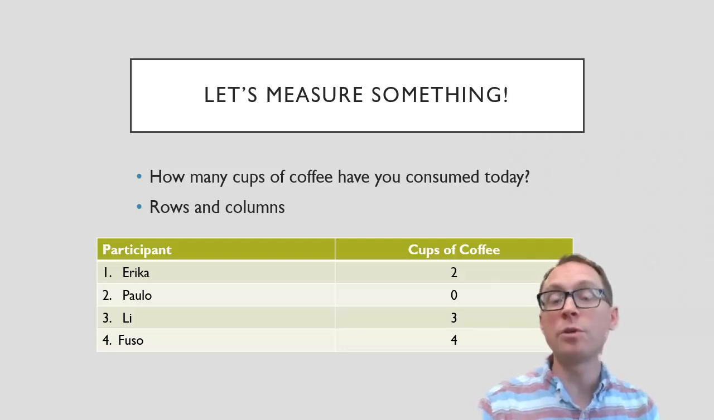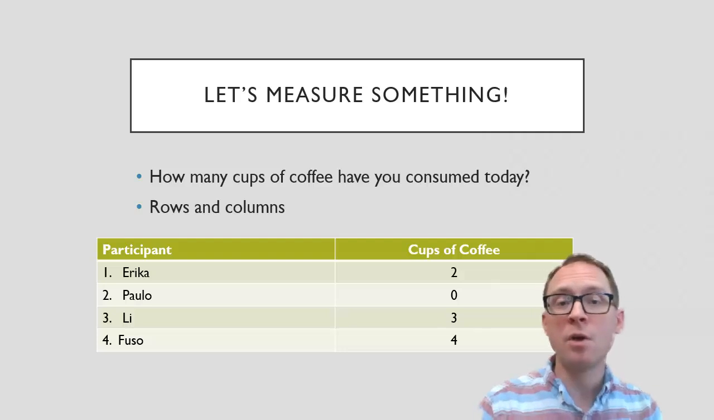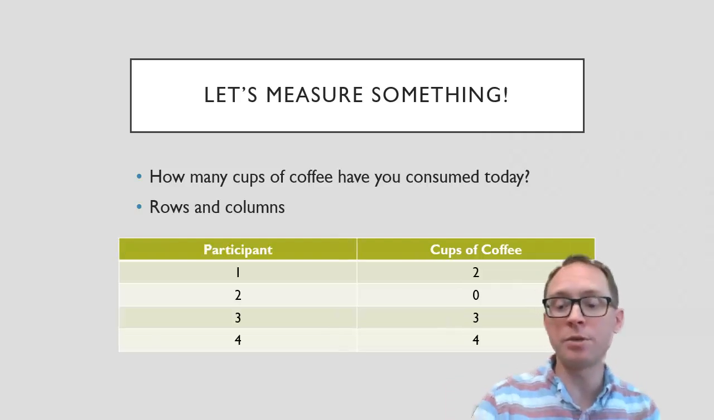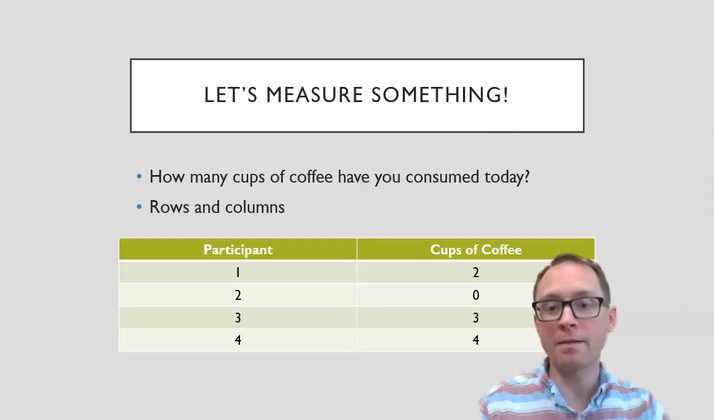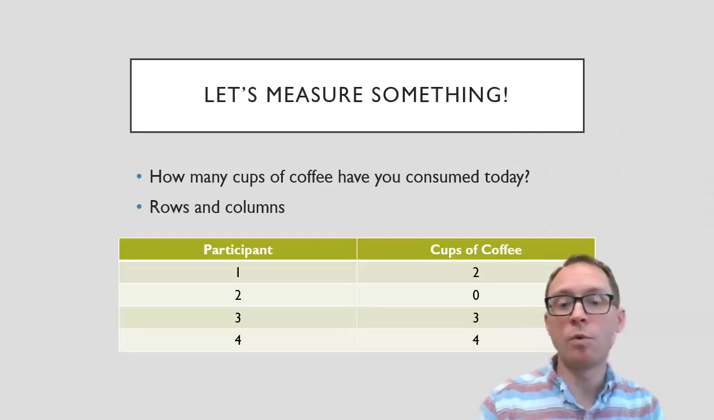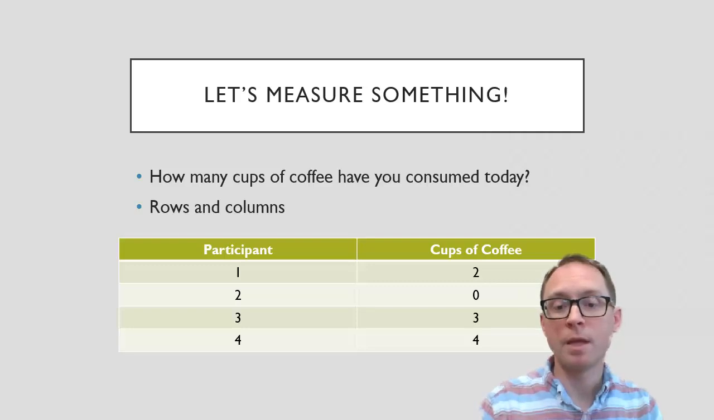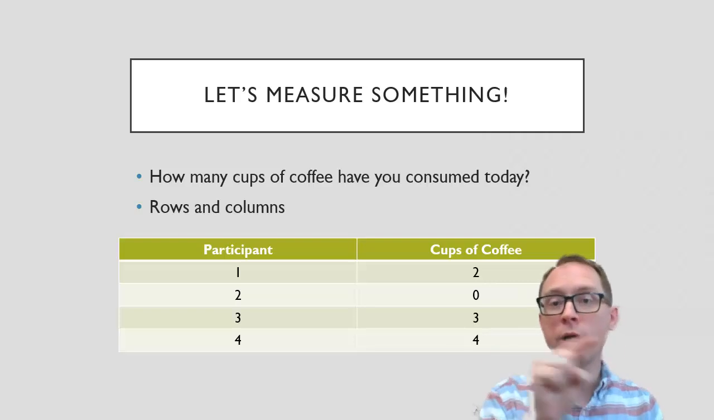In fact, when we're doing experiments and scientific studies, we do not put people's names because of confidentiality reasons. Instead, you will see something like this. Participant 1 drank 2 cups of coffee. Participant 2 drank 0 cups of coffee. Participant 3 drank 3 cups of coffee. Participant 4 drank 4 cups of coffee. That is how we would do this. This is what you're going to see many times. Now remember, each row is a different person.